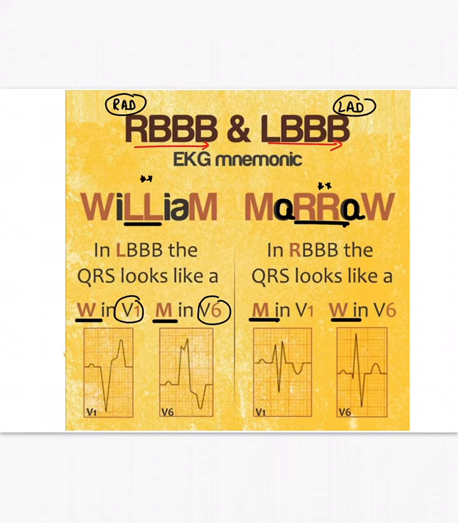Recall, guys, what do we see for determining the axis? We have lead 1 and aVF. Here you have V1 and V6. So for left bundle branch block, in V1 it will appear like a W, and in V6 it will appear like a M.